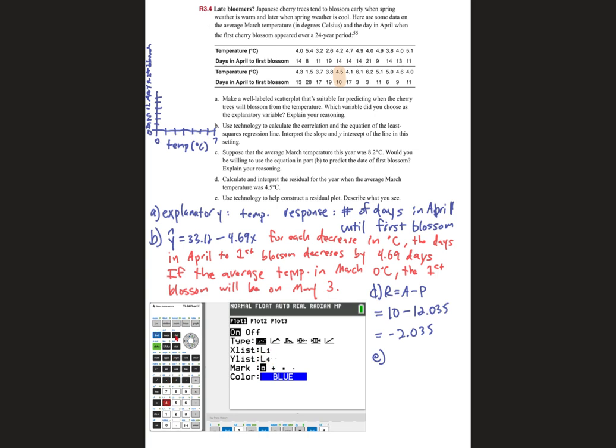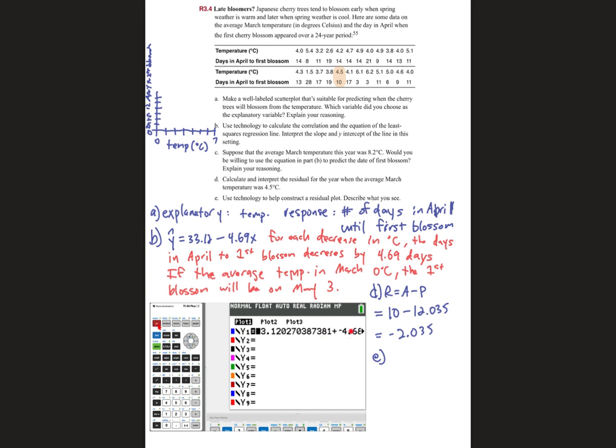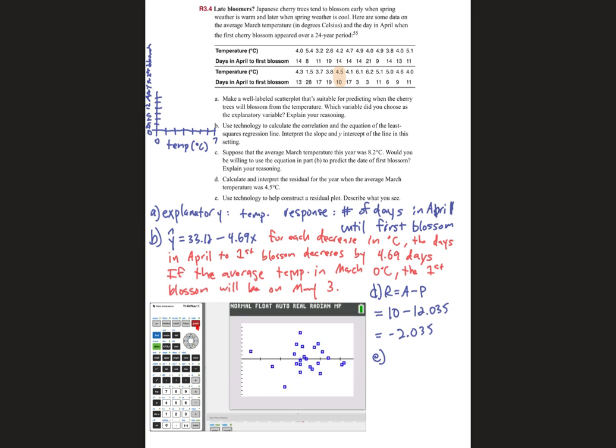Okay, once you do that, you can just do zoom, and then 9 for zoom stat, and then it'll fit the data perfectly. And one thing, we don't want that line, so just unhighlight the equal sign associated with that line, and then just hit graph again. And so that'll give you the residual plot. Okay, and that's it, and then you can just write that down.